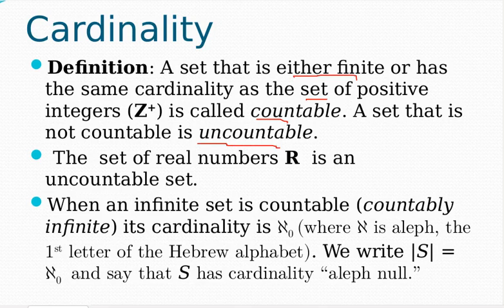When an infinite set is countable, or countably infinite, we say that its cardinality is aleph naught. Aleph is the first letter of the Hebrew alphabet, and we write that the cardinality of the set is equal to aleph naught or aleph null. Now, what is countably infinite?